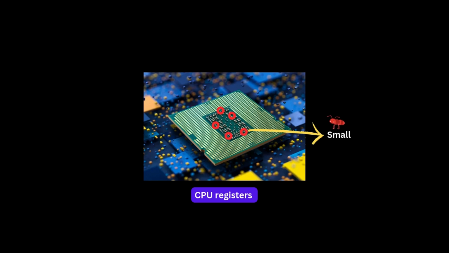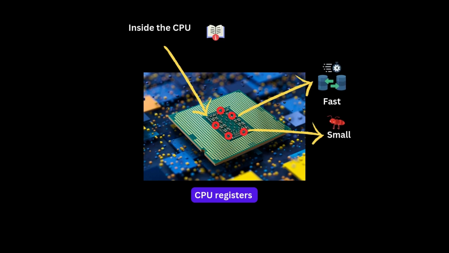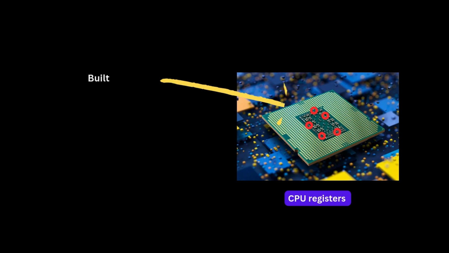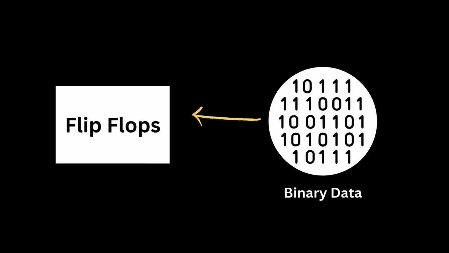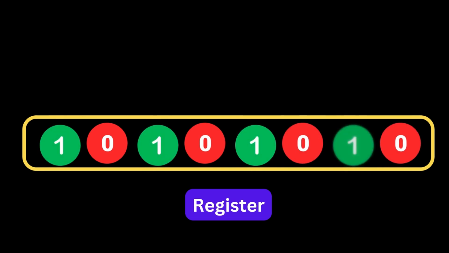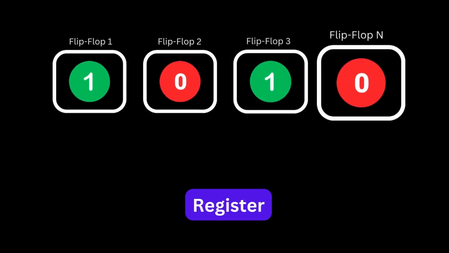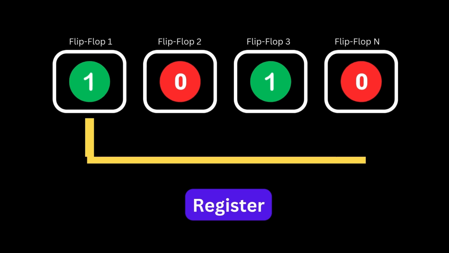CPU registers are small, fast storage areas inside the CPU that temporarily hold data, instructions, or addresses during operations. These registers are built using logic gates, mainly flip-flops or latches, which are created from combinations of AND, OR, NOT, and NAND gates. These flip-flops store binary data, zeros and ones, and can be controlled to store, read, or reset data as needed. A register consists of multiple bits, with each flip-flop holding 1 bit. By combining multiple flip-flops in parallel, you get a register that can store more data, several bits at a time.